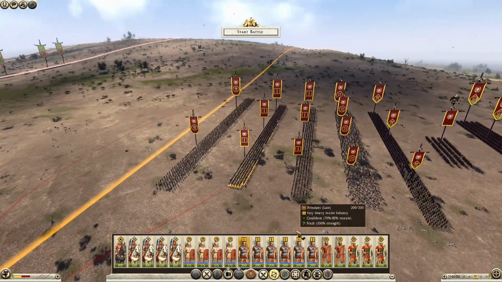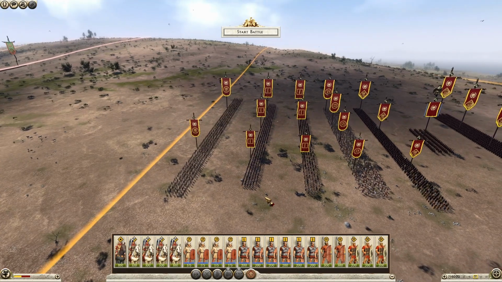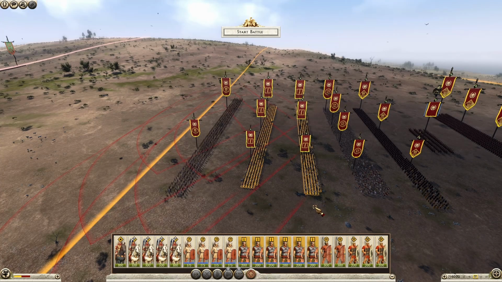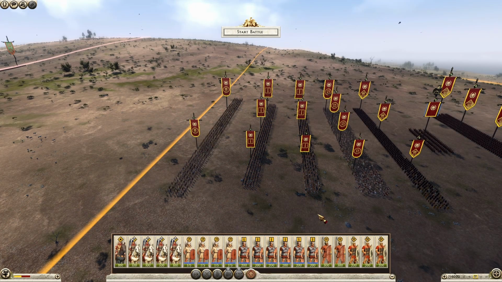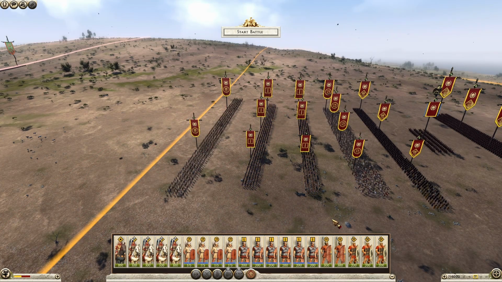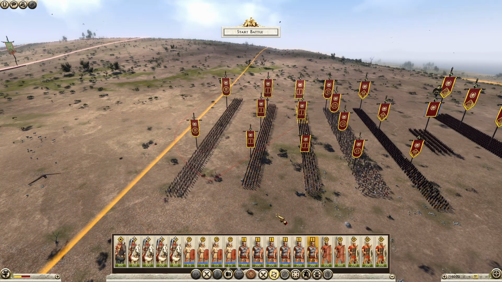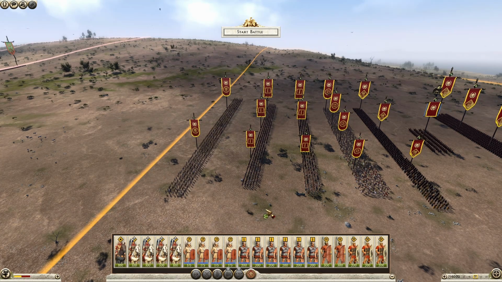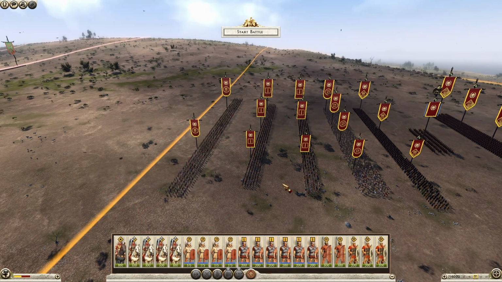The bread and butter of the Roman army will be the Principes. They will be our main line infantry. I'm using the Principes here because for the majority of your campaign, you will be using them. From the Polybian Reform on turn 40 to the Marian Reform on turn 130, you will be using the Principes to fight battles.